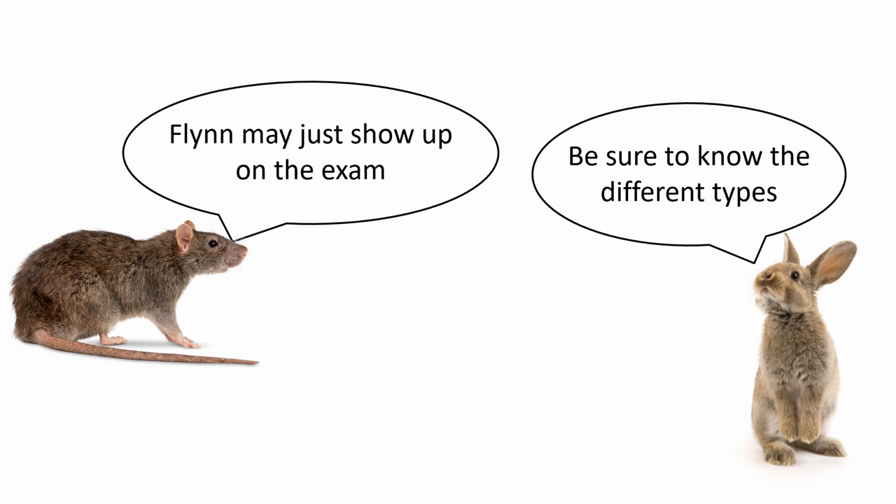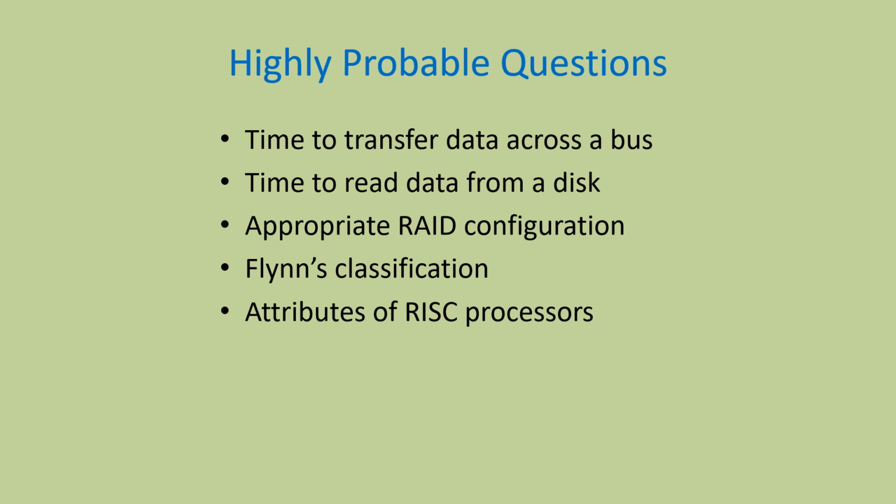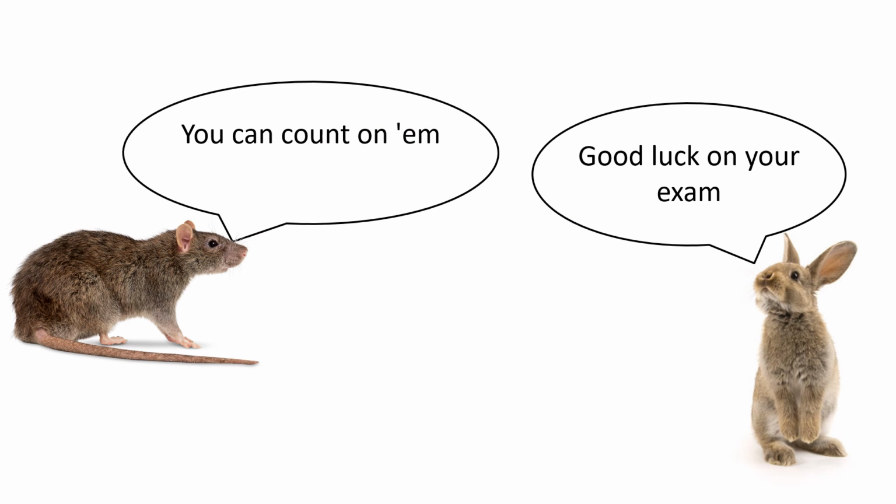Flynn may just show up on the exam. Be sure to know the different types. Here are some highly probable questions: figuring out how long it's going to take to transfer information across a bus. Again, figuring out how long it takes to read some information from a disk. What is the appropriate RAID configuration and how many disks will you need for a given situation? Specifying Flynn's classification for different types of computers, and defining the attributes of RISC processors. So these are highly likely to be on the exam. Highly likely, you can count on them. Good luck on your exam.